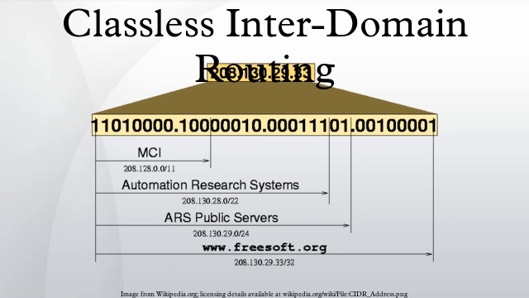Outside of MCI's network, the 208.128.0.0/11 prefix would be used to direct to MCI traffic bound not only for 208.130.29.33, but also for any of the roughly 2 million IP addresses with the same initial 11 bits. Within MCI's network, 208.130.28.0/22 would become visible, directing traffic to the leased line serving ARS. Only within the ARS corporate network would the 208.130.29.0/24 prefix have been used.